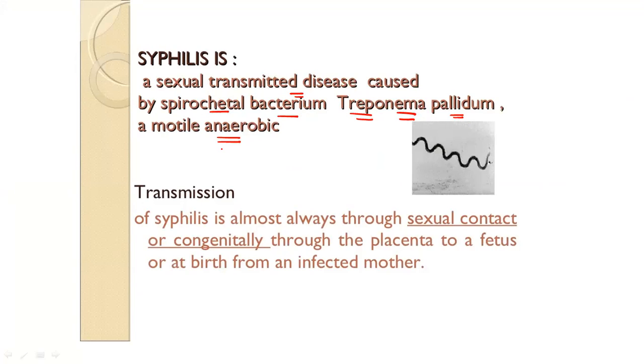Right. So there are various modes of transmission. It may be sexually transmitted or congenital. So according to that, it is acquired and congenital. Congenitally, it is transferred from the mother through the placenta to the fetus, or at the time of birth from the infected mother. If the mother is infected, it gets transferred to the child.